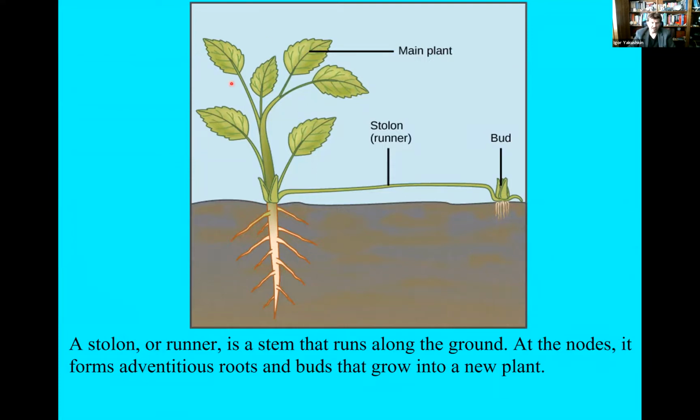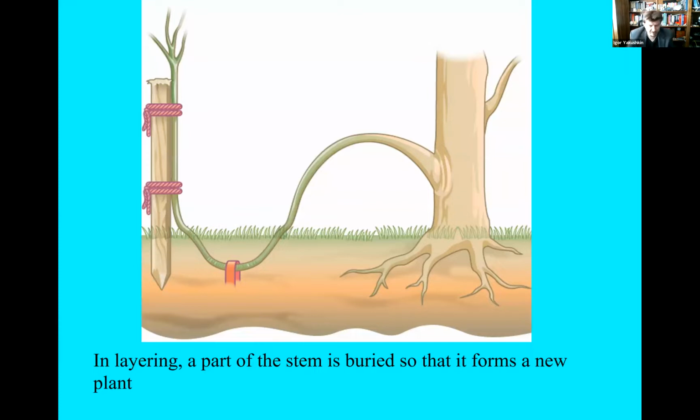So here we go. This is what a strawberry typically does. We have the main plant, a runner or stolon, and then it will get into the ground, start producing its own roots, and eventually it will grow into exactly the same plant. There is another way, which we actually are using. It's a similar idea.